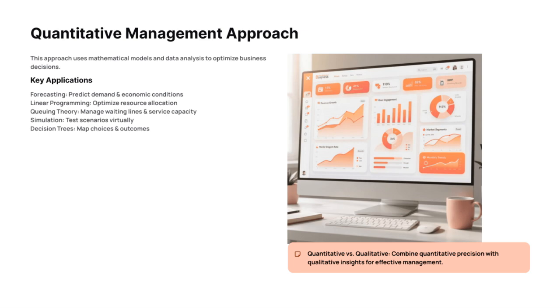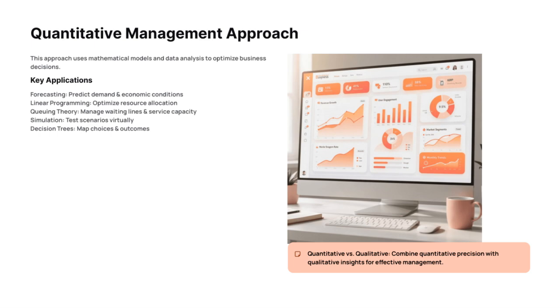Linear programming is another powerful tool. It helps us optimize resource allocation, ensuring we use our assets in the most efficient way possible. Then there's queuing theory, which is all about managing waiting lines and service capacity. Think of it as making sure customers are served quickly without unnecessary wait times. Simulation allows us to test different scenarios virtually, so we can see potential outcomes without real-world risks.